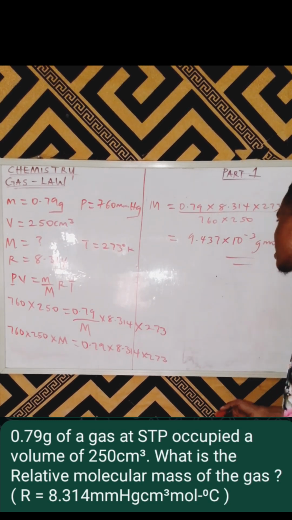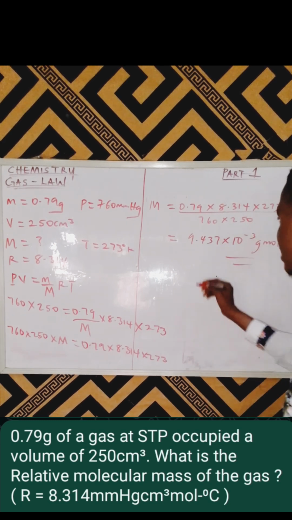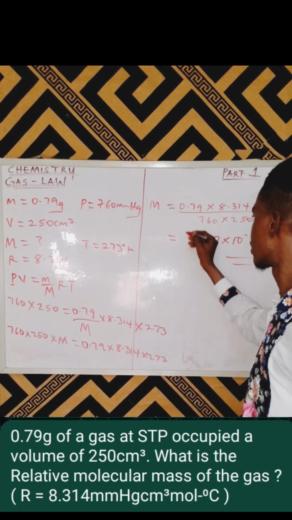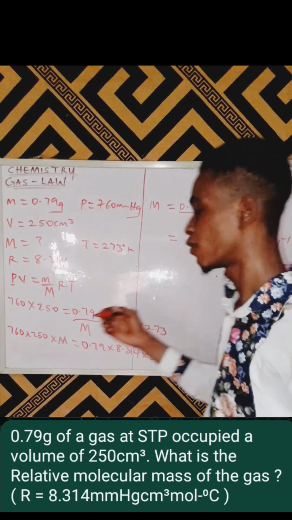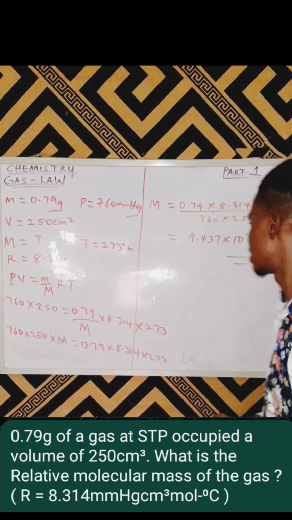But if your answer is in decimal points, not in standard form, something like this: 1, 2, 3, that would be 0.00943 times 10 raised to power. You understand? Yes.